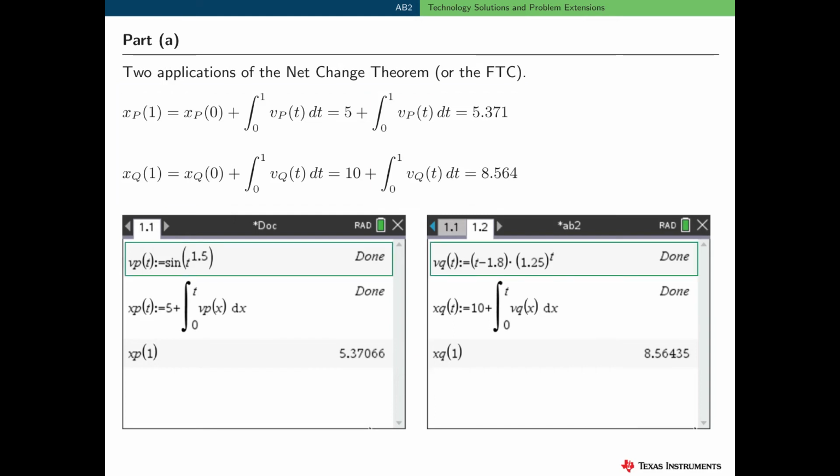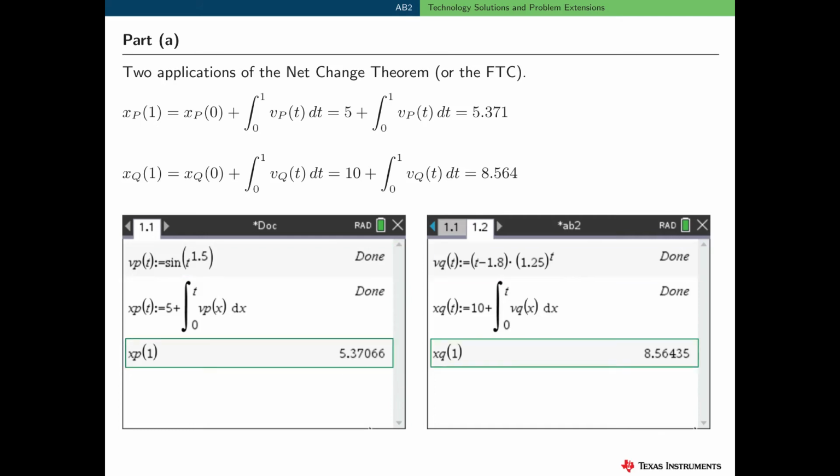Here's how I solved this problem using technology, specifically the TI-Nspire CAS calculator. First, I defined the velocity functions v sub p and v sub q. And then, looking ahead, I defined the position function for particle p and for particle q. And finally, I evaluated each position function at time t equal 1. Now, remember, the student needs to report these numerical answers correct to 3 places to the right of the decimal, rounded or truncated.